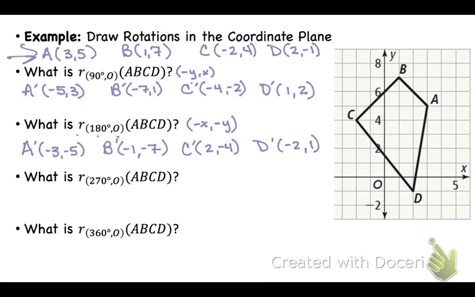Now, can you add this in your composition of transformations? Okay, so you could do a translation, then a rotation, or a reflection and rotation. So, you want to try the next one on your own? What's the rule for 270? Y, negative x. So, try it. And then you all should be able to do 360. That's the hardest one.